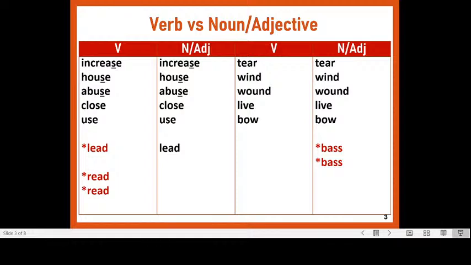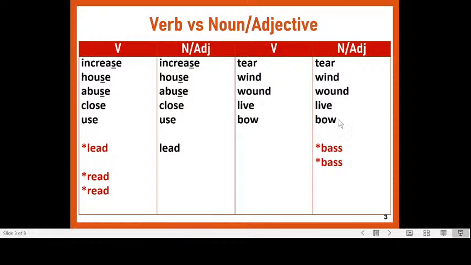Tear and tear, wind and wind, wound and wound, they have completely different meanings. Live, I live in a small apartment, and live, like live music, two different meanings. Live music, this is an adjective. And to bow, when you bend as a sign of respect to somebody. And bow, like bow and arrow. So bow is a noun and bow is the verb.